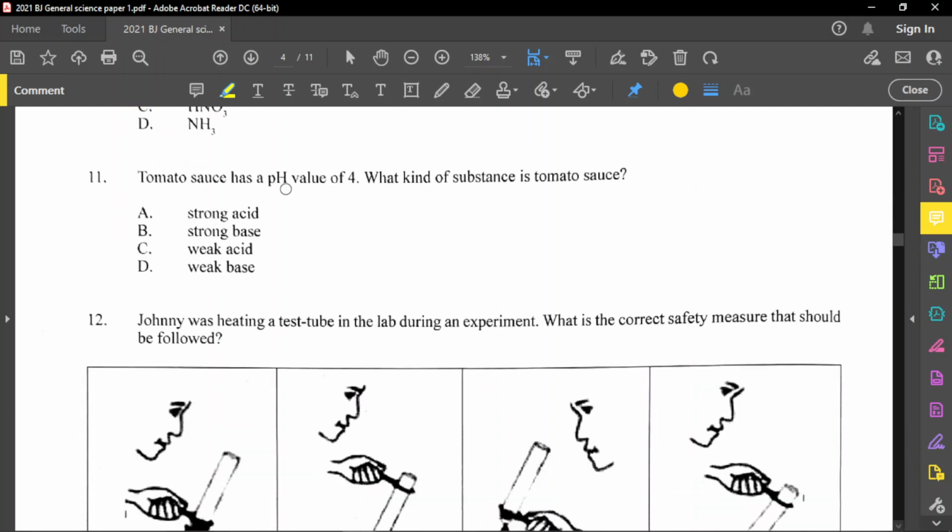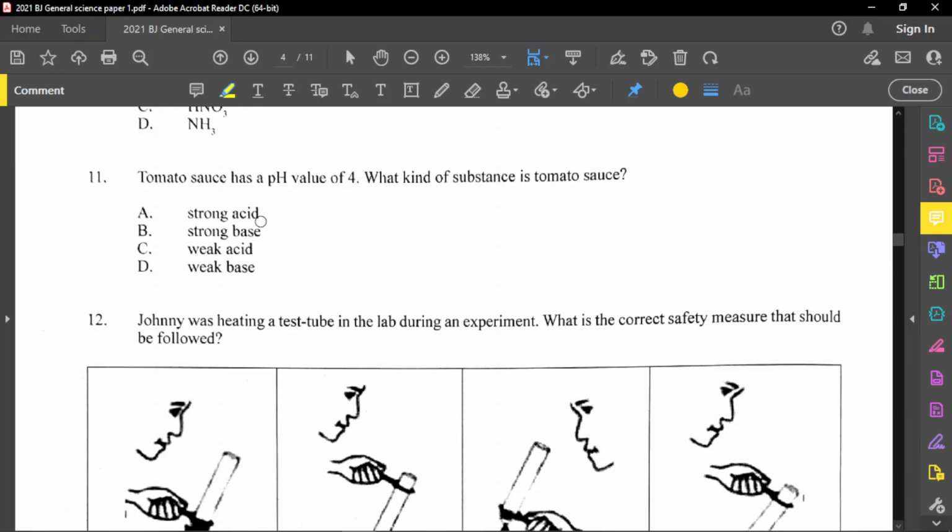Question number 11: a tomato sauce has a pH of 4. What kind of substance is tomato sauce? All right, first we start with this: any number below 7 on the pH scale is an acid. Number 7 is neutral. Above 7, we call them base or alkaline. So we know there are only two possible answers here. Number 4 has to be an acid, so either A or C. But let us determine if it's a strong or weak acid. That's the next important thing, whether it's weak or whether it's strong.